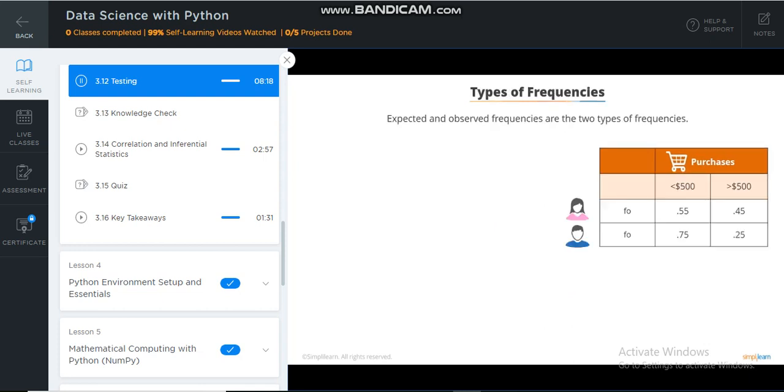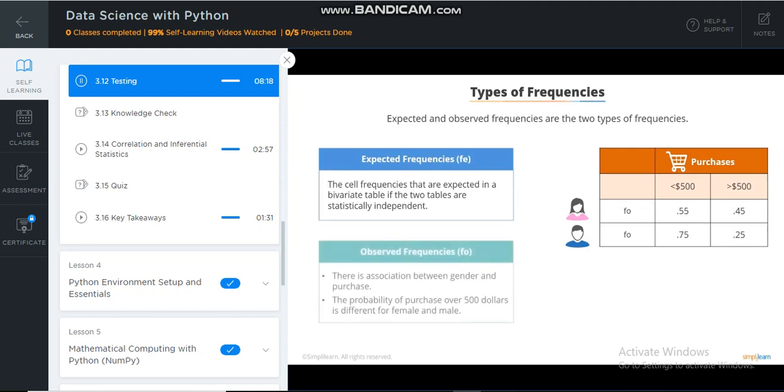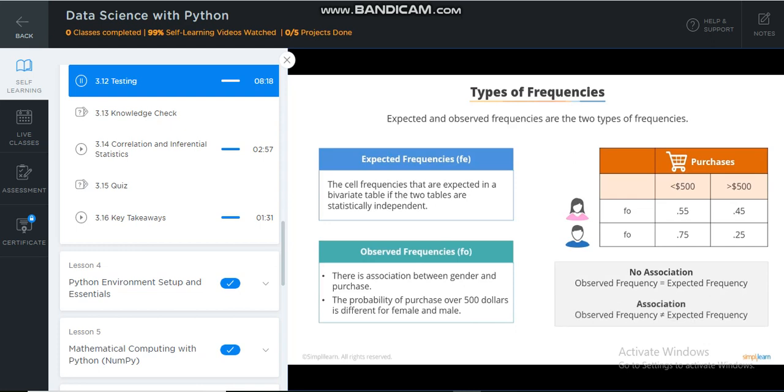Let's look at the types of frequencies. Expected frequencies, or FE, are the cell frequencies that are expected in a bivariate table if the two variables are statistically independent. Observed frequencies, or FO: there is association between gender and purchase. The probability of purchase behavior over $500 is different for female and male. If there is no association between gender and purchase, then the observed frequency would be equal to the expected frequency. If there was an association between gender and purchase behavior, then the observed frequency will not be equal to the expected frequency.